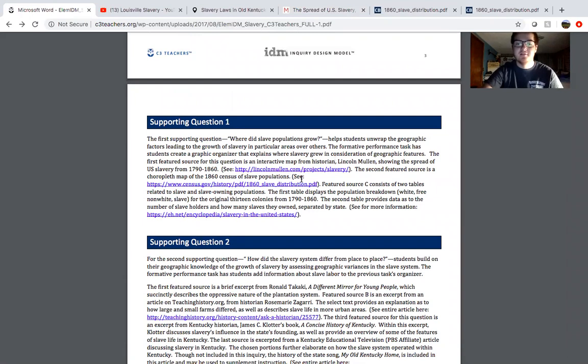So that was our second featured source. Our last source, so we have three sources. This source consists of two tables related to slave and slave-owning populations. The first table displays the population breakdown. So we have white, freed, slave, and non-slave for the original 13 colonies, 1790 to 1860. This is the source that is really going to help you with this formative performance task, really putting everything together into a graphic organizer. So let's go ahead and take a look at that.